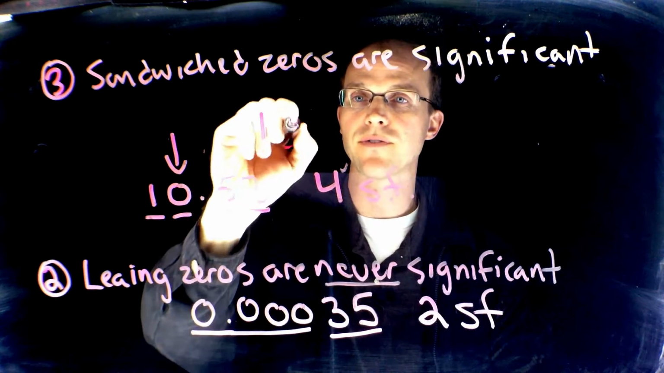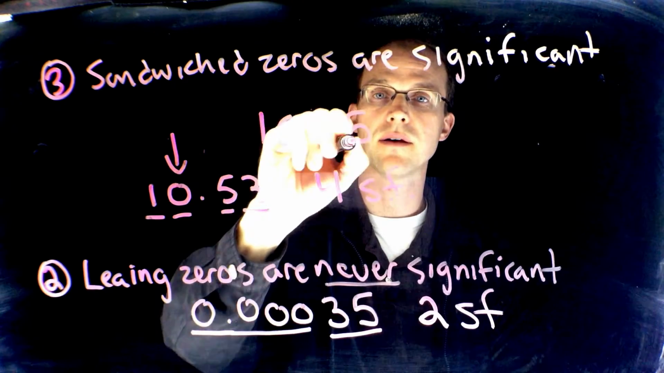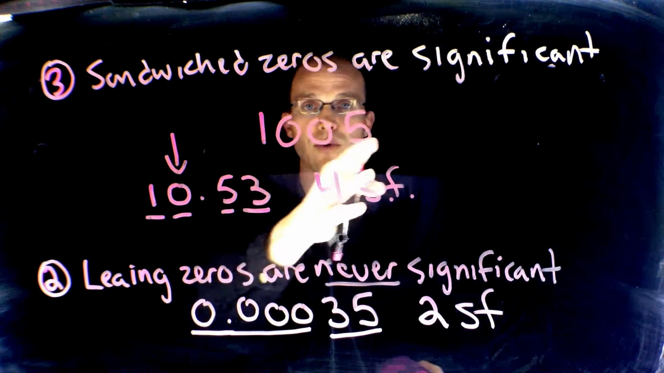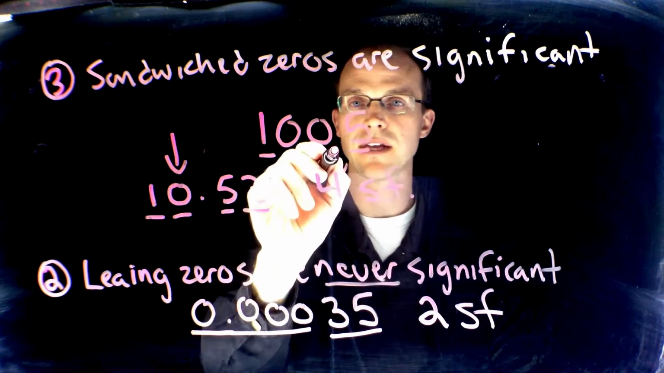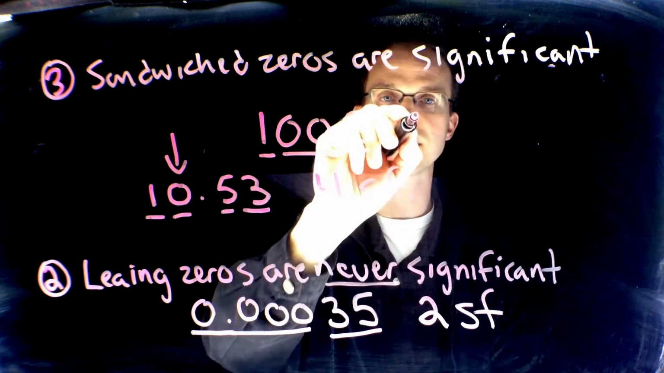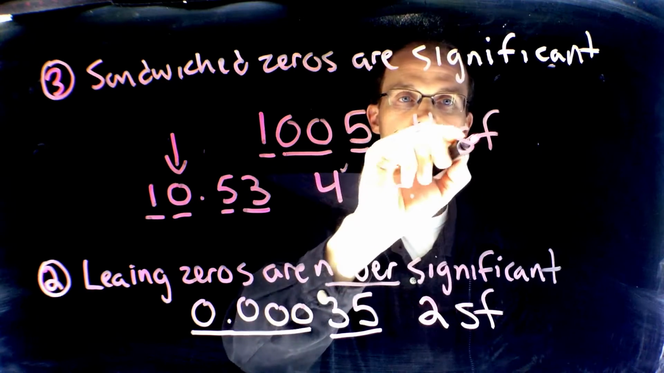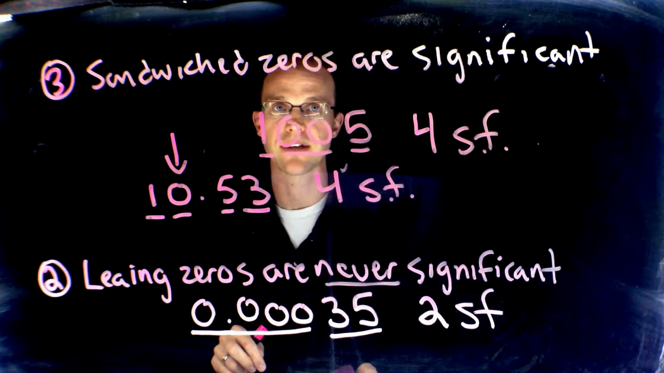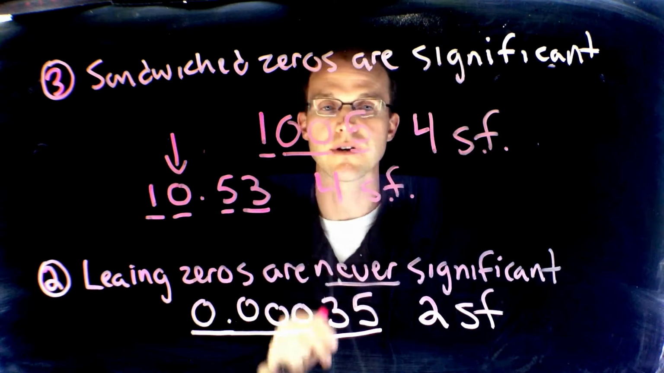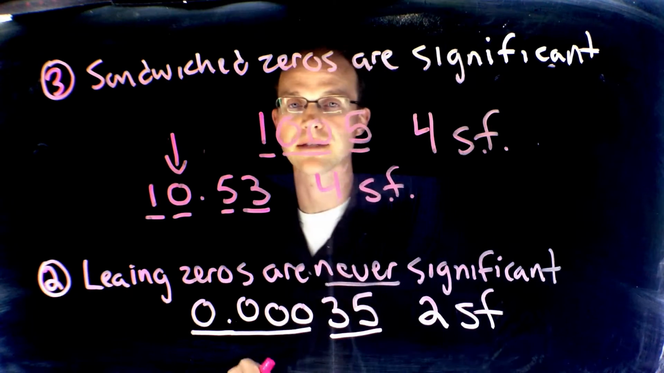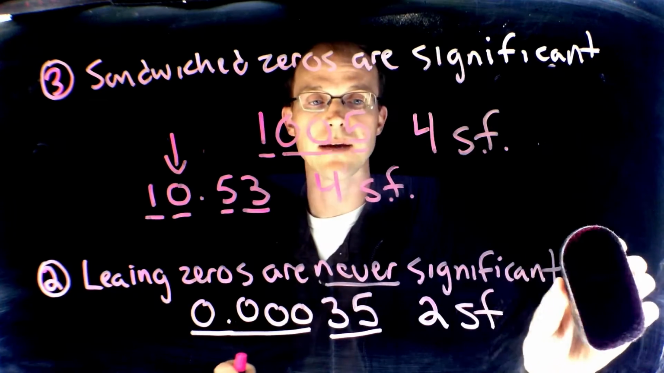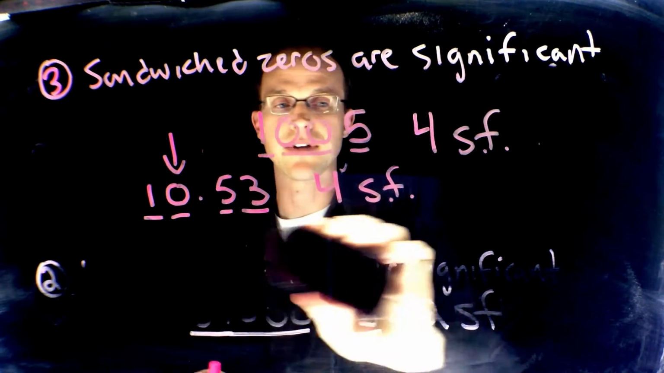It also works for numbers with lots of zeros in a row. So the number 1005, of course, these non-zero numbers are significant, and then these sandwiched zeros are also significant. So we say that this has 4 significant figures. Okay, so sandwiched zeros are significant. Whether they are before the decimal or after the decimal, it doesn't really matter. All the sandwiched zeros are significant.